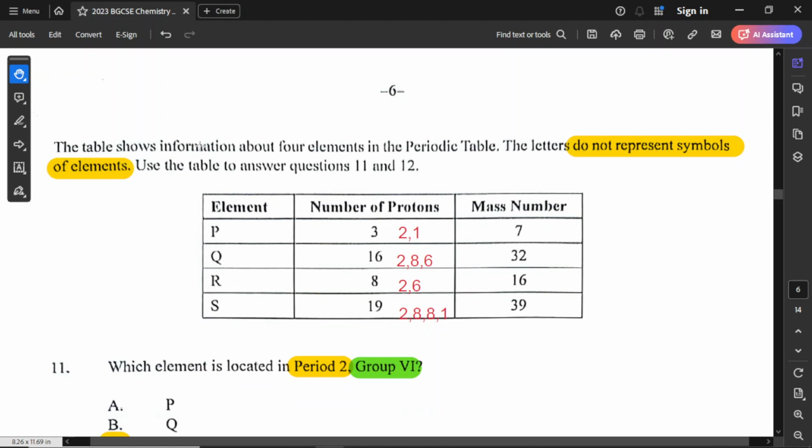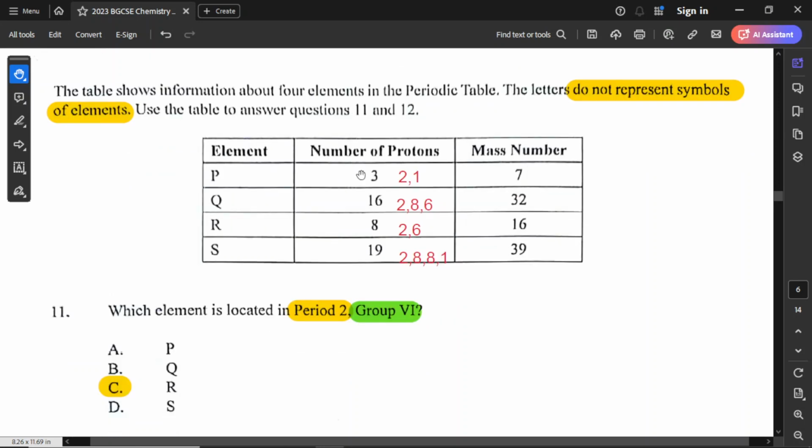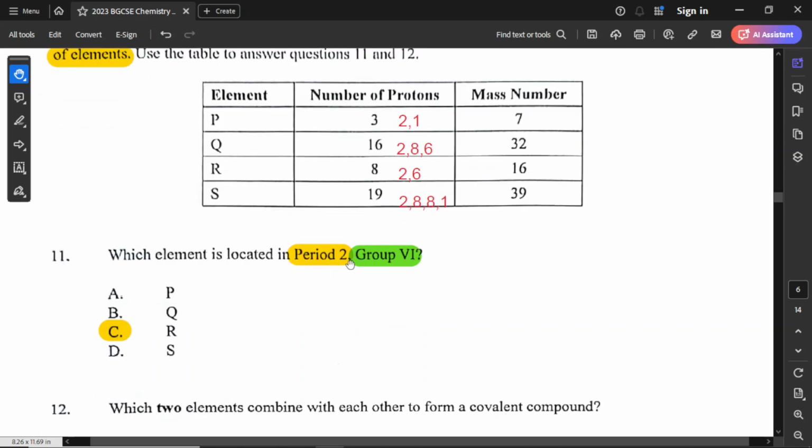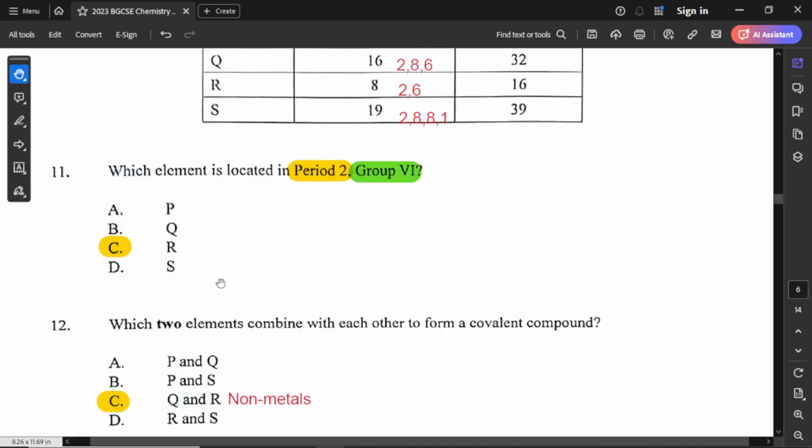Here the table shows information about 4 elements in the periodic table. The letters do not represent symbols of elements. Use the table to answer questions 11 and 12. What I did here is give you the electron configuration of each element. That's going to be very important. It said which element is located in period 2 and group 6. For you to be in group 6, you must have 6 valence electrons, so therefore either Q or R. However, it's period 2, which means we'll have 2 shells. And R will have 2 shells here to be in period 2. So therefore C is the correct answer.